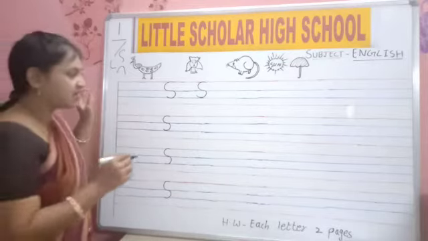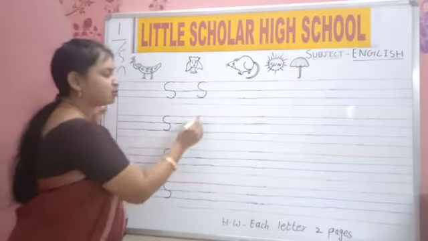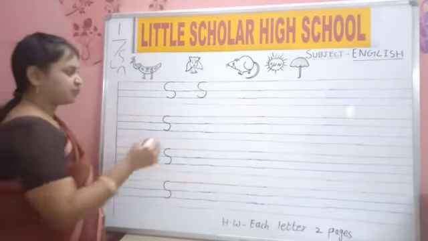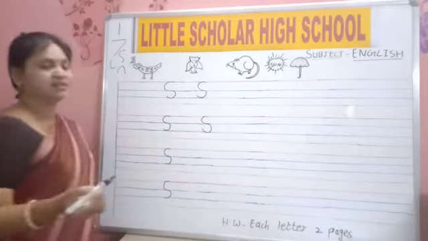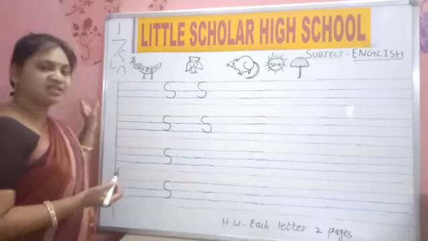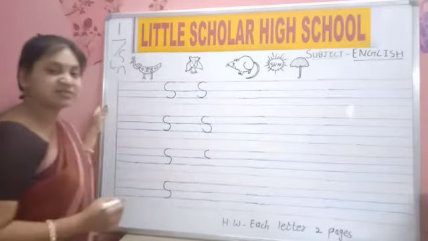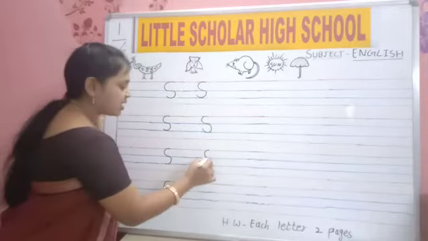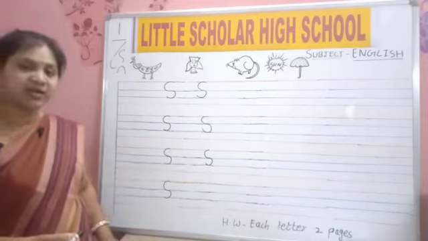Once again, shall we write? S for sun. Once again, see the board. You should not lift your hand. One time only you should write. Start from here and end it here. Over. Which letter is this? Capital S. So, easy way. How to write in an easy way? First one small c, and one more this side, small c. Join that c and one more c.